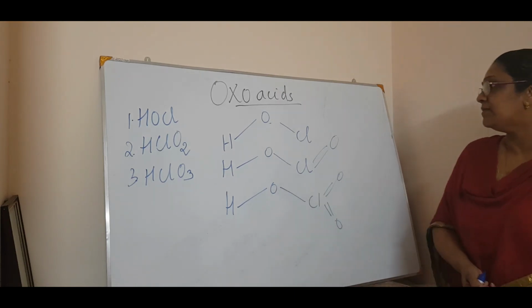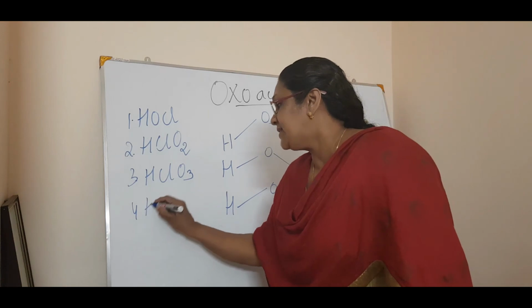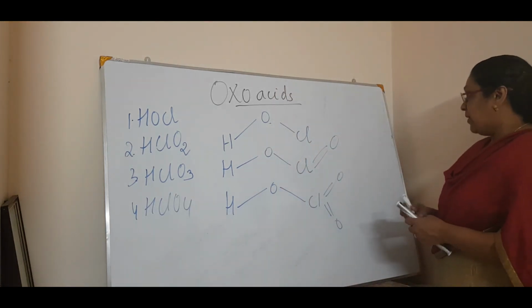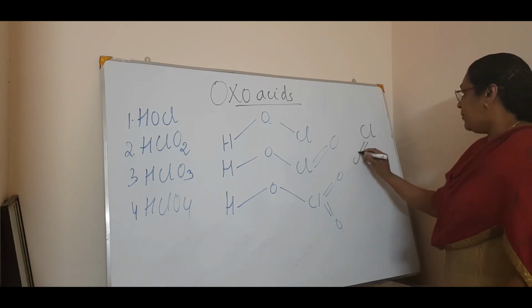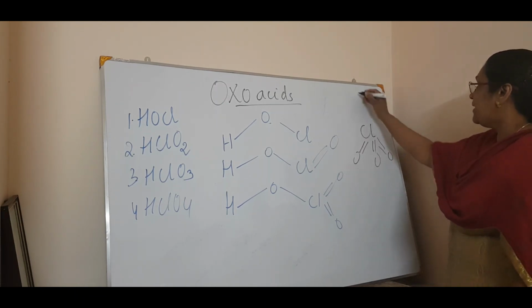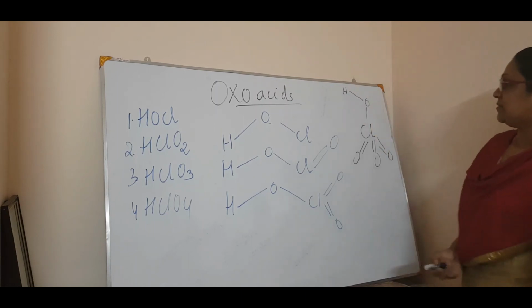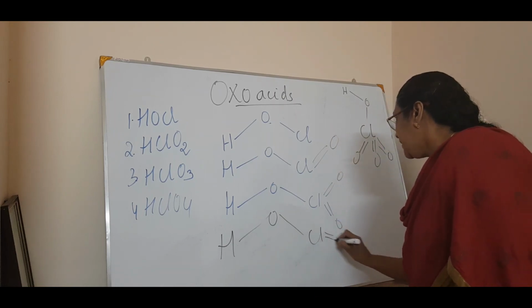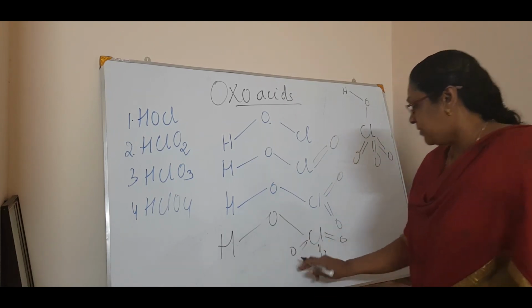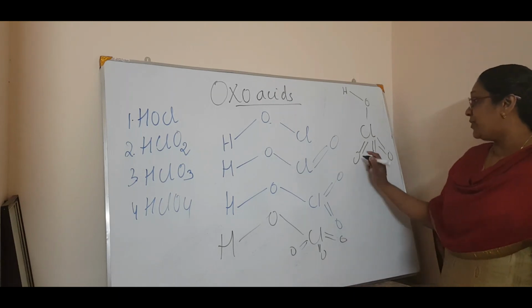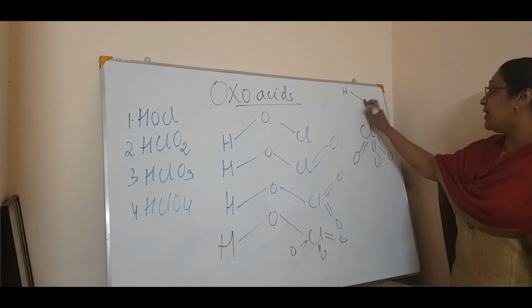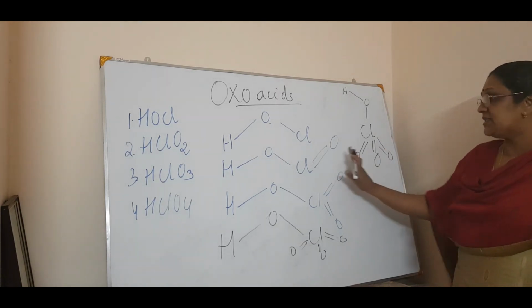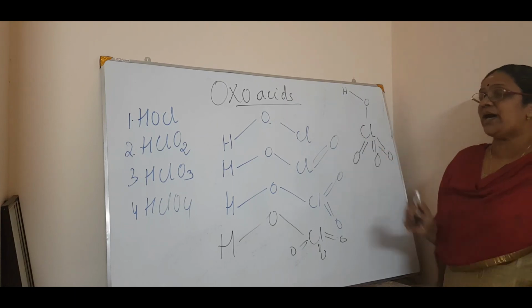And the last is HClO4. Now how will you go for HClO4? You can have three double bonds here. Or if I want to write it like this, HOCl, I can write three double bonds. Is it clear for you? That is HOCl, then three oxygens with double bonds. So these are the four structures of oxo acids of chlorine.